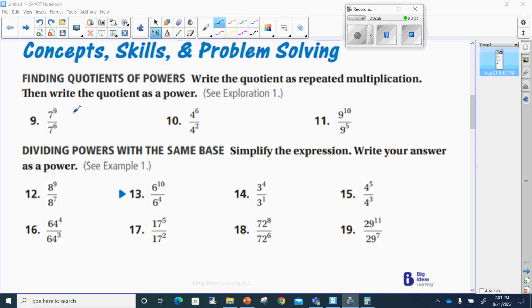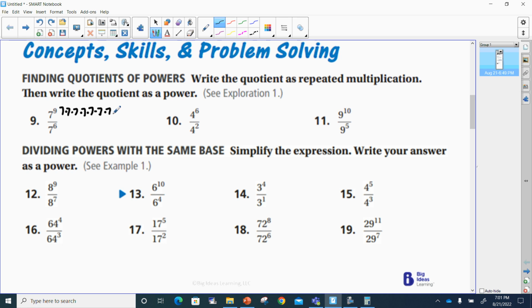Well, if I was going to write this one out here, it would be 7 times 7 times 7 times 7 times 7 times 7, 1, 2, 3, 4, 5, 6, times 7 times 7 times 7. That's 9 of them, right? 1, 2, 3, 4, 5, 6, 7, 8, 9. And then that would be over 7 to the 6th power. 7 times 7 times 7 times 7 times 7 times 7.